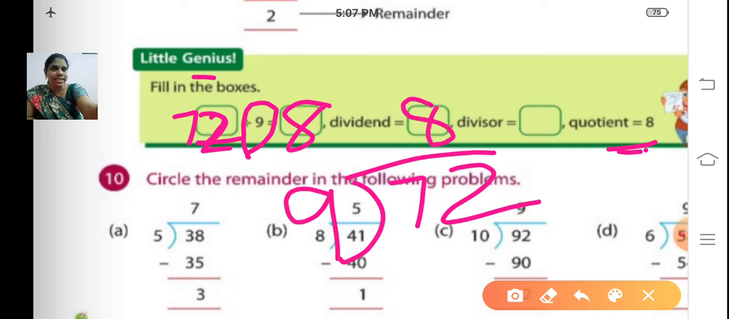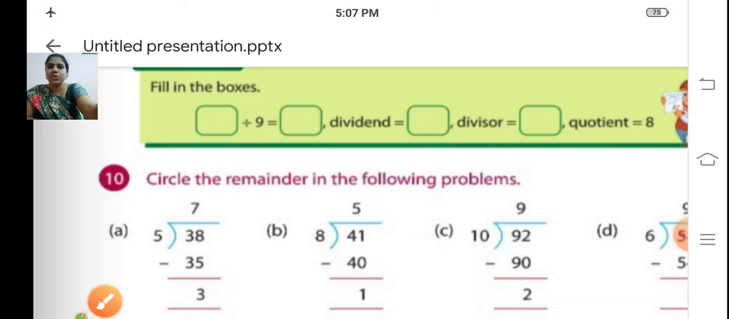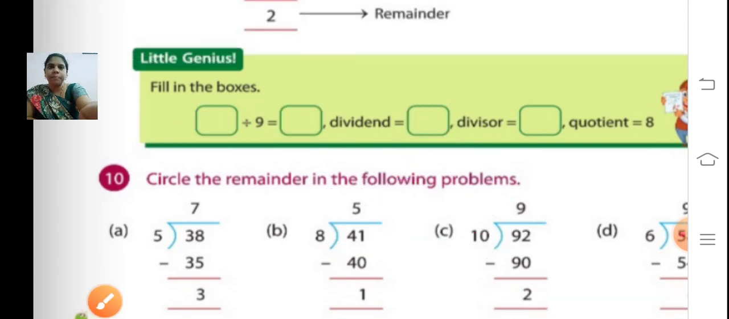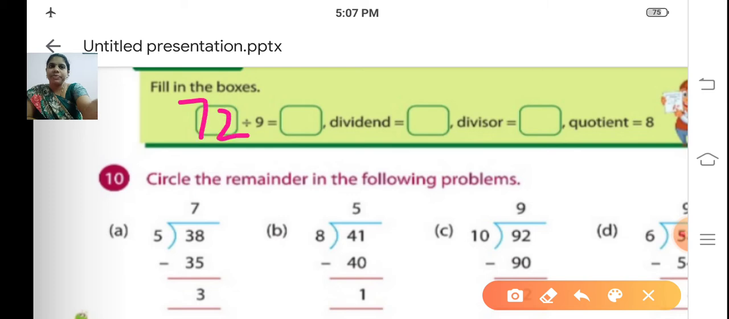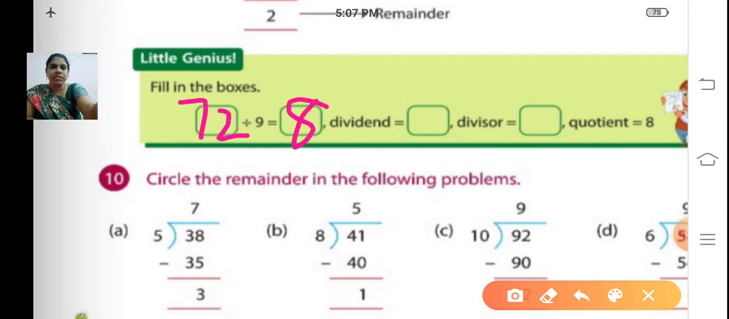If you divide 72 by 9, what answer will you get? Quotient 8. 9 8s are 72, isn't it? So here you're going to write 72 divided by 9 is equal to 8. So the dividend is 72, 9 is the divisor and the quotient is equal to 8.